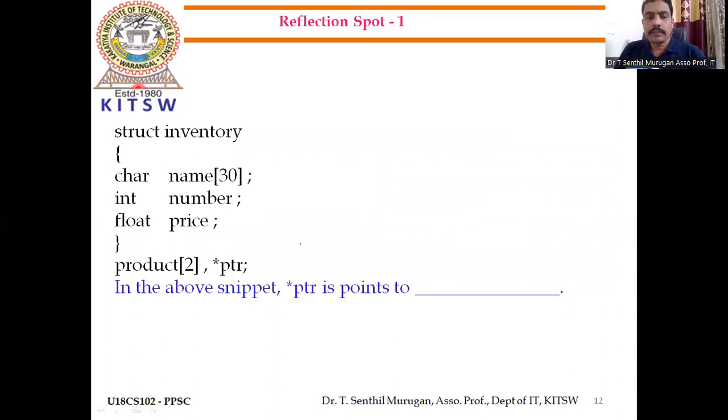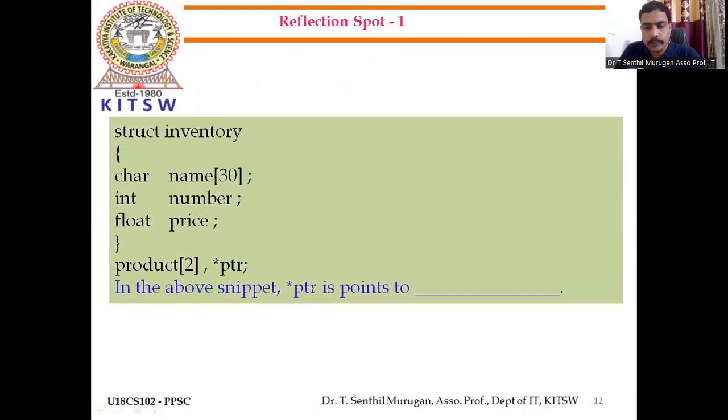Now we are in the reflections part. You see in the above snippet, asterisk pointer points to what? I will give 10 seconds. Just answer it. What is the answer? Where is the pointer pointing? That you have to say as the answer. If you give the correct answer, then you can proceed further. Otherwise, you can go back and watch the video again. Then you can write the answer. So I give 10 seconds. Your time starts now.